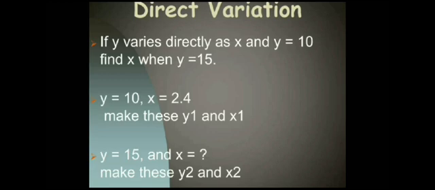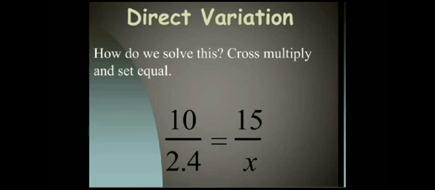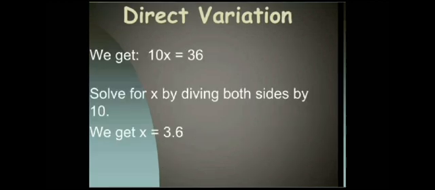If y varies directly as x and given that y is equal to 10 when x is equal to 2.4, we have to find out x when y is equal to 15. That means we are taking y as y1 and x as x1. And if it is given y is equal to 15, so here the y is y2 and we have to find out x, that is x2. So if y varies directly as x, then 10 upon 2.4 is equal to 15 upon x. If we cross multiply, then what are we getting? 10x is equal to 36. That means x is equal to 3.6.